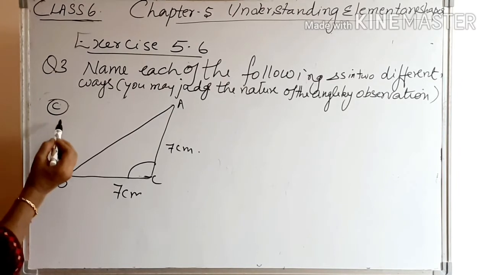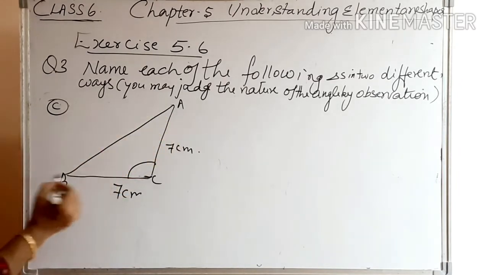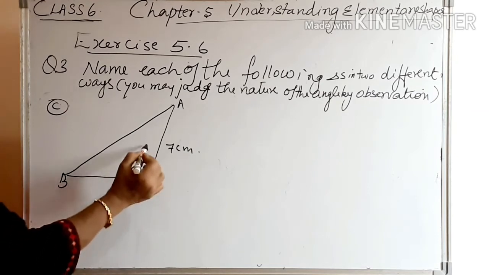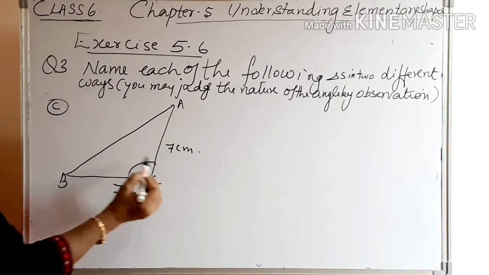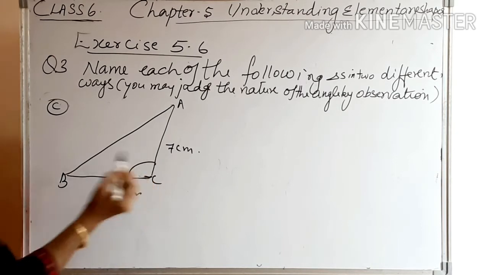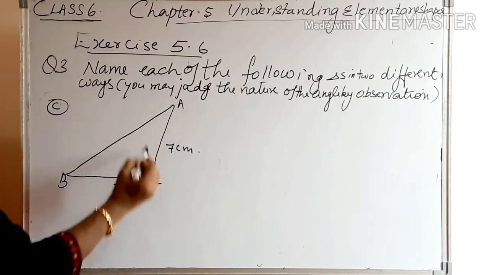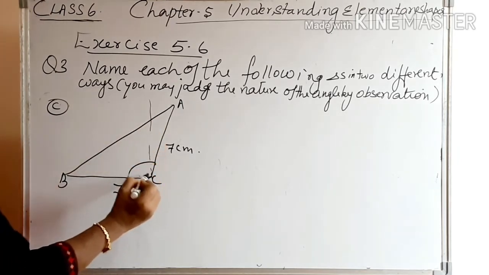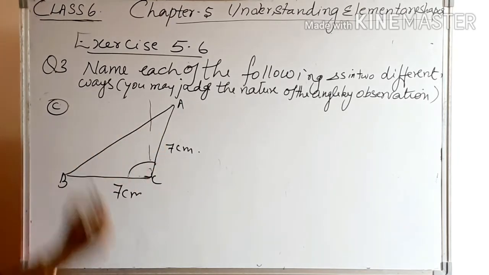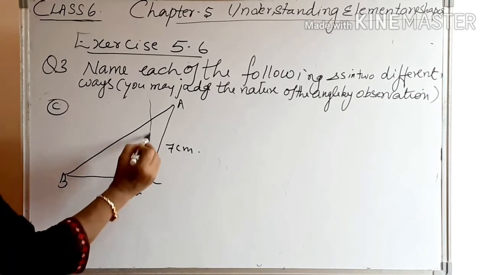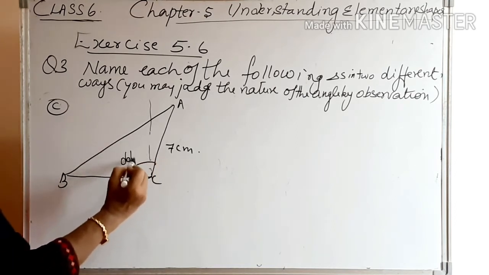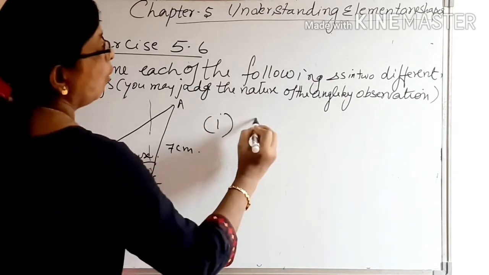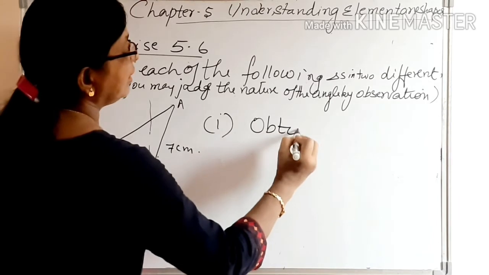Question number 3C. Triangle ABC. BC is the baseline. This angle we can observe by observation. We can understand this is greater than 90. I will draw the perpendicular from C. This is 90 degree. This angle is more than 90 degree. Therefore, this is an obtuse angle. First, it is an obtuse angled triangle.